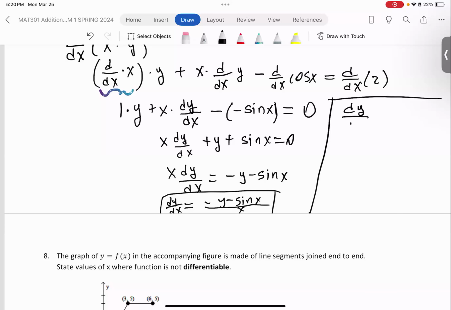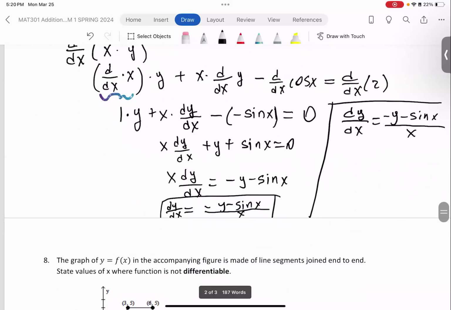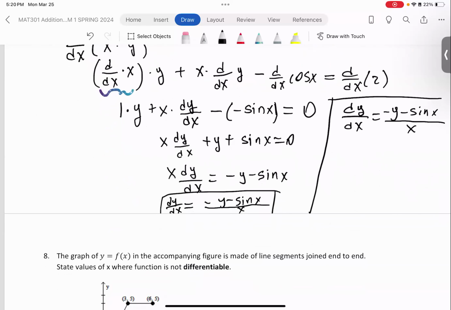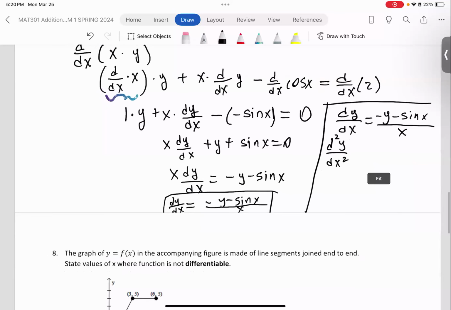Okay, what do we do next? So we answered the first part. So do the second derivative using implicit differentiation again. That means you have to differentiate it one more time. And to differentiate this one more time, we need to use a quotient rule. I'm just seeing where we can have space. Let's try to squeeze it in. So d2y dx squared, that's the second derivative.